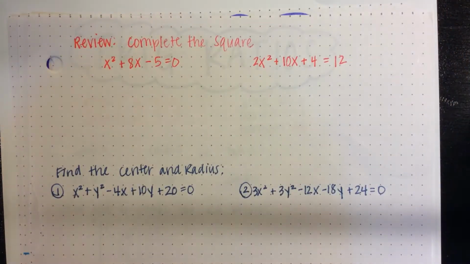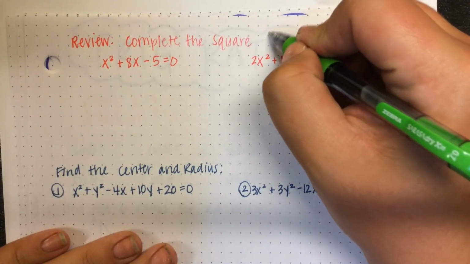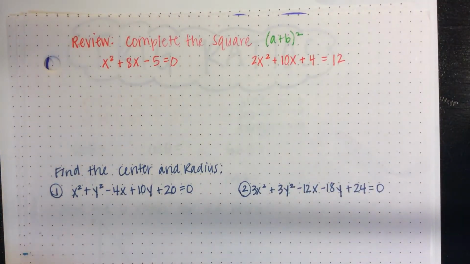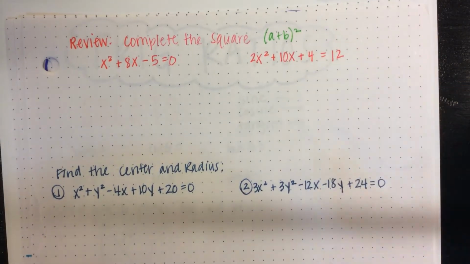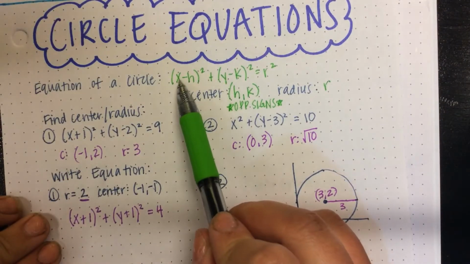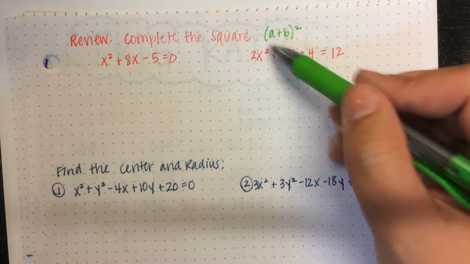We just got to review it really quick. So when I want to complete the square, I want to rewrite a trinomial as a perfect square binomial, which means I want to write it as like a plus b squared, right? Because that's what my equations look like, right? In my circle equations that we just talked about, I have x minus something squared. So I need to write my equation to get this parentheses, right?